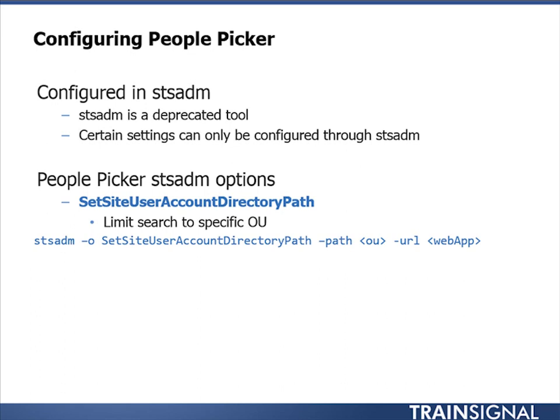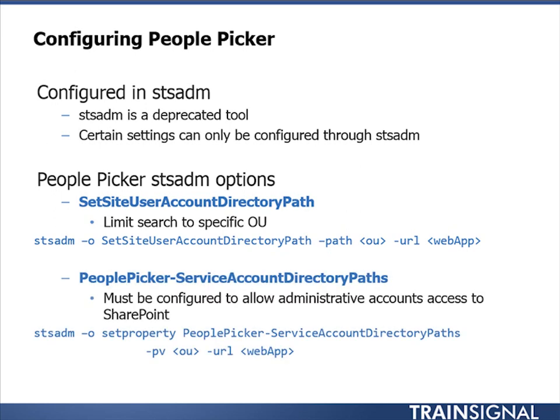Now, the first option that we have available to us is the set site user account directory path. What this is going to do for us is allow us to limit the searching of our domain to one OU. What's nice about this is typically you're going to have all of your employees inside of one centralized OU. And so now I can go in and tell SharePoint, hey, this is where you're going to go to look to find those normal people.